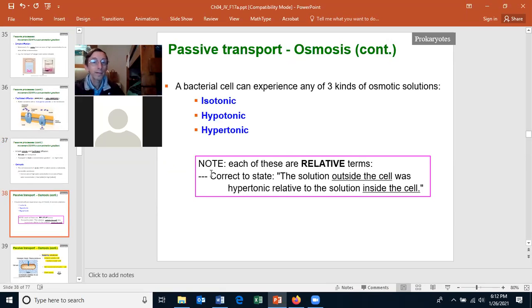So when we're talking about passive transport like osmosis, it's important to remember that the cells can experience 3 different types of osmotic solutions. There's isotonic solutions, hypotonic solutions, and hypertonic solutions. Note that each of these is relative terms, so it's correct to say that the solution outside the cell was hypertonic relative to the solution inside the cell. Everyone clear on that?